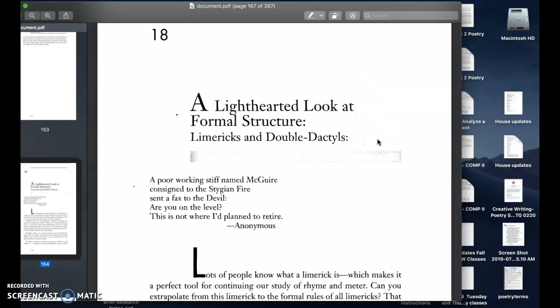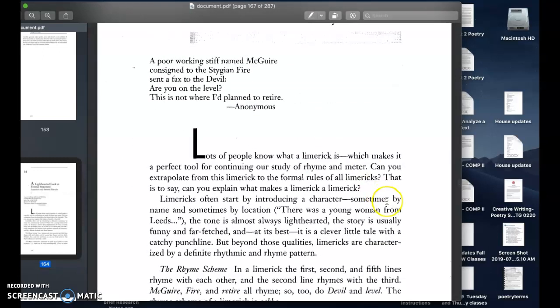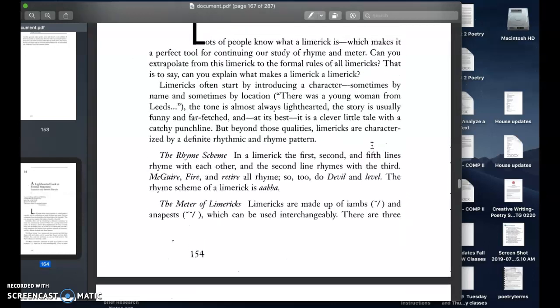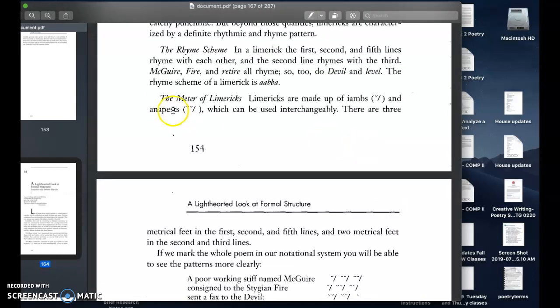So I'll start here. Chapter 18 in our text by Kennedy and Gioia is really short. This is a look at some more formal structures: limericks and double dactyls. It's so fun to say those 10 times over. A lot of people know what a limerick is, and it's a tool for continuing our study of rhyme and meter. We've talked a little bit about this last time, with the rhyme scheme and meters of limericks and what they're made up of in terms of iambs and anapests.